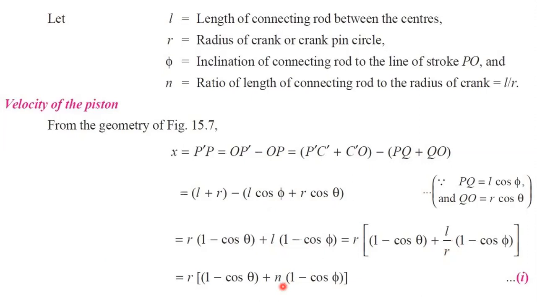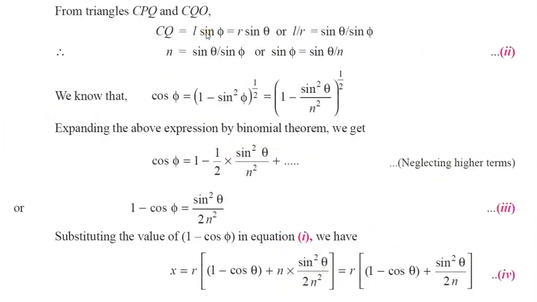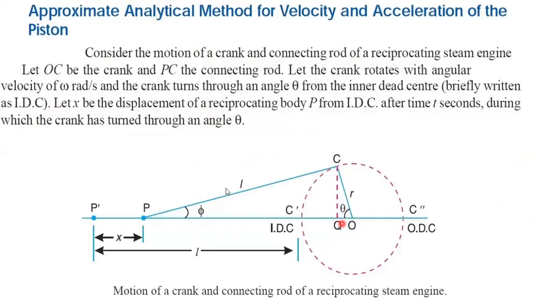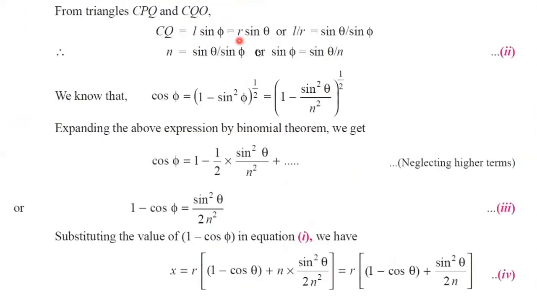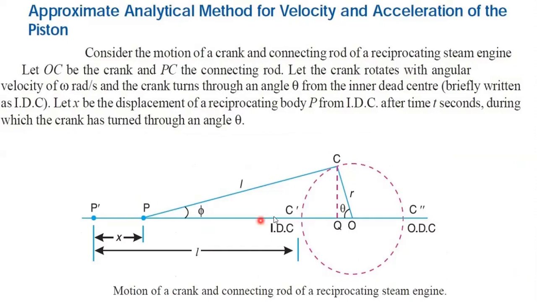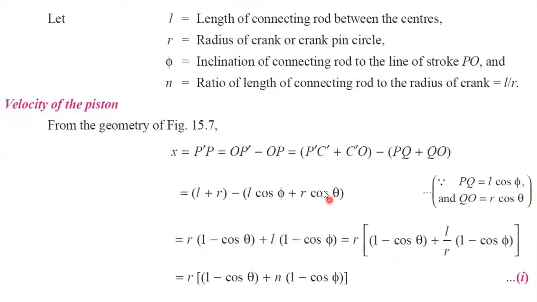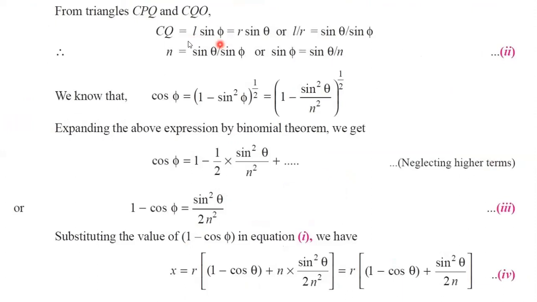So this is the first equation. Have a mark. Next, from triangles CPQ and CQO, we can write, as I already said, the vertical component: L sin phi is equal to R sin theta. The vertical component is L sin phi and here L cos theta. So these two, L sin phi and R sin theta.